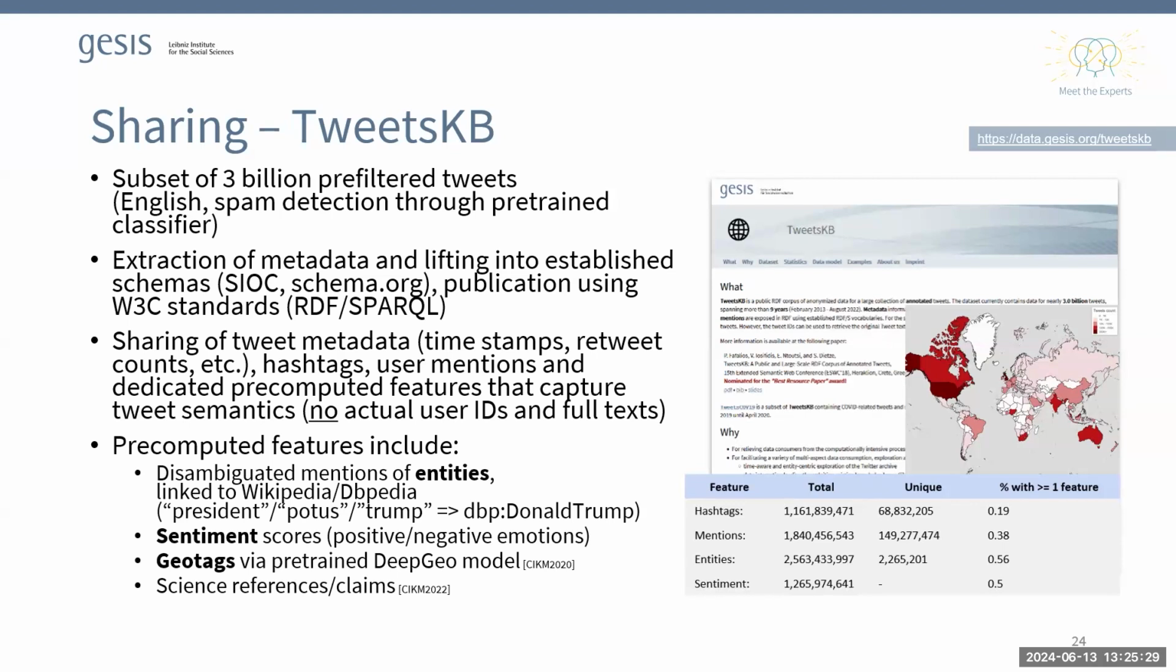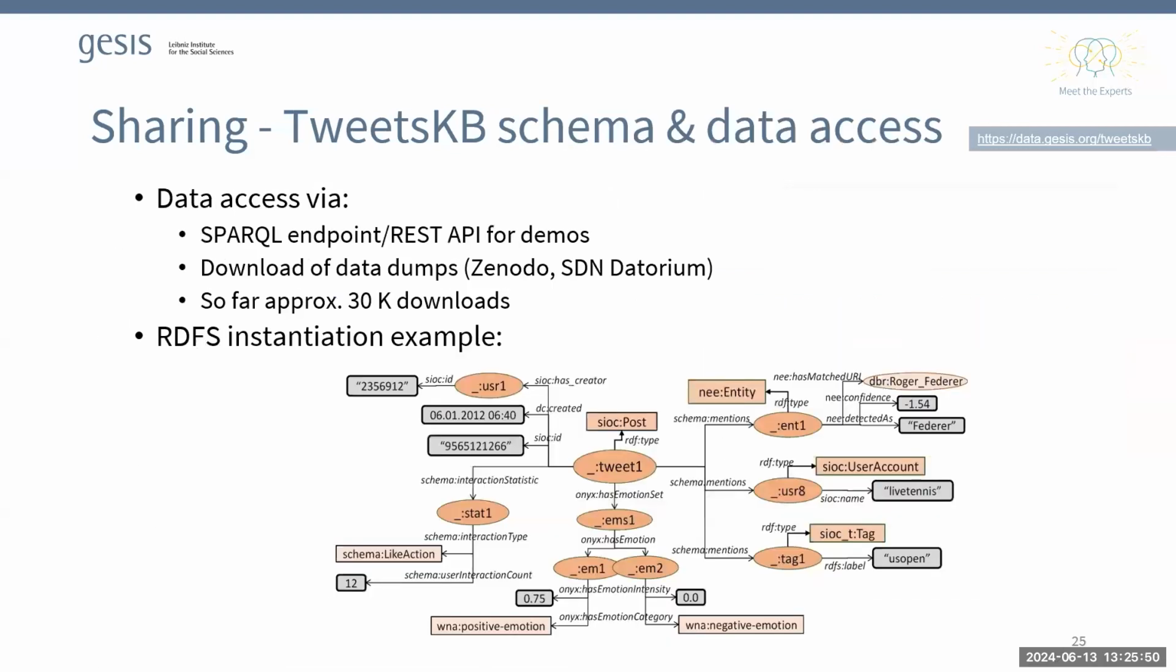But what we do not share is the full text. We do not share the user IDs, and that's our way to make this a data offer that we can make publicly accessible to other researchers. For example, this is publicly available. You can just download the data on Zenodo or in our Datorium, and it has been downloaded around 30,000 times, so it's used quite a lot.